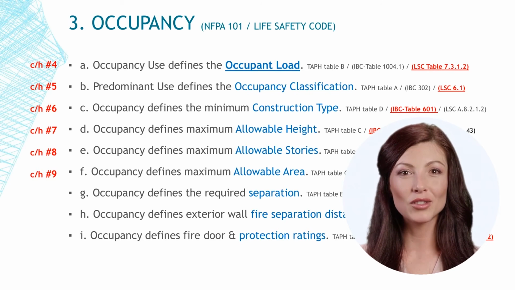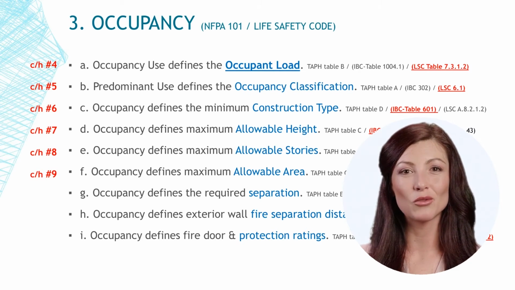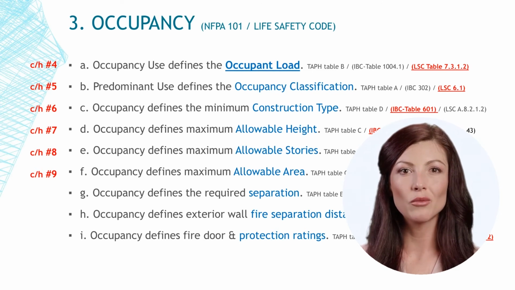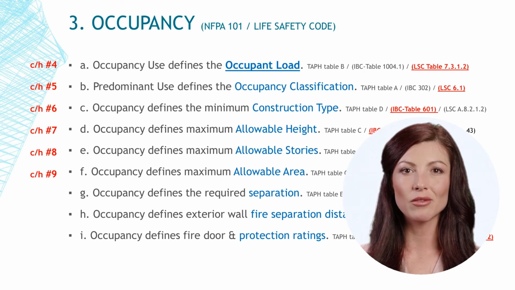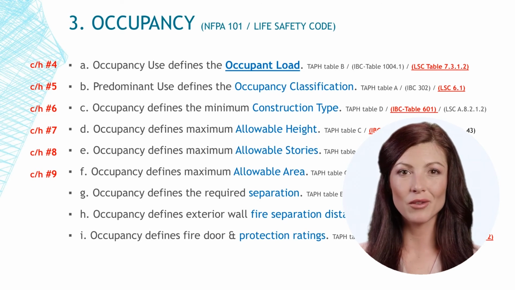B. Ultimately, the predominant occupant use defines the occupancy classification of the building or tenant space. Note, a building can have multiple occupant uses, but only one predominant occupancy classification. Be careful to understand the difference between the use of a room and the classification of the building.